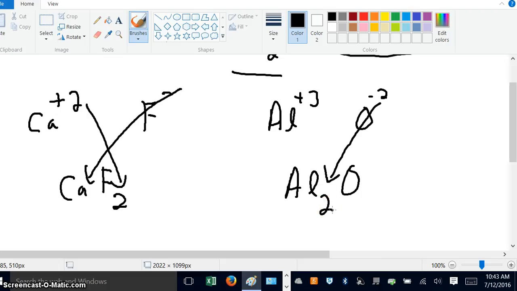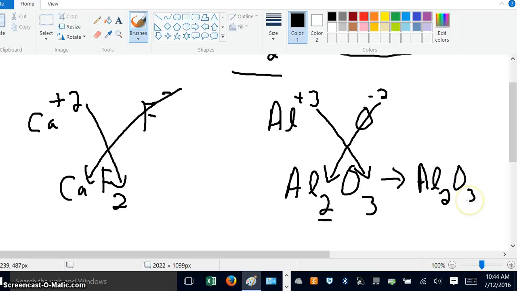You don't ever put the pluses or minuses as the subscripts, because what the subscripts are doing here is telling the number of atoms to create a neutral molecule, a molecule that's not charged. And of course, using the crossover technique, that'll tell us what to put as the subscript of the oxygen, which is a 3. So this tells us this is Al2O3.